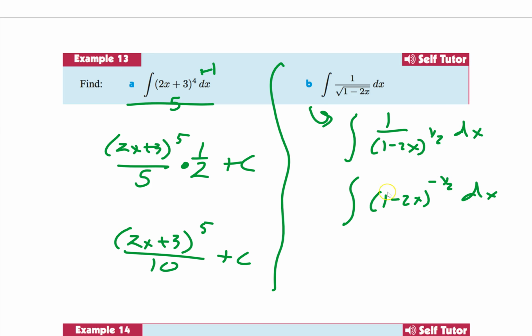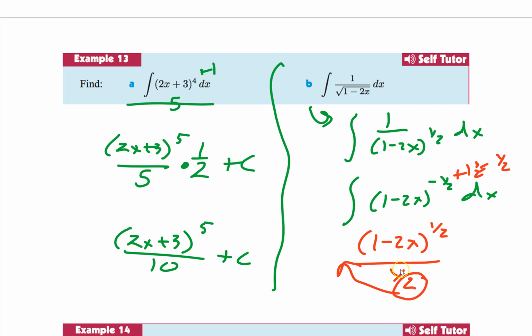Right? So again, normal is chain power rule. Reverse chain power rule. That's a lot to say. We're going to add 1 to the power and divide by the new power. So that's 2 over 2. So I'm going to get 1/2. So it's going to be 1 minus 2x to the 1/2, all divided by 1/2. Remember the shortcut brings the 2 to the front.